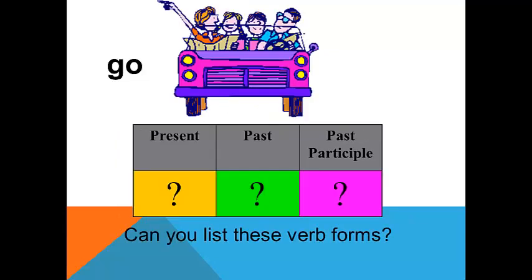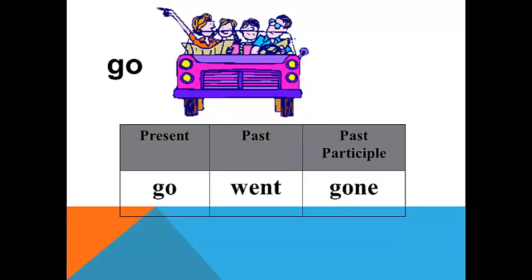The following example is the verb go. Present tense, go. Past tense, went. Past participle, gone. I am going to the supermarket right now. I go to the gym twice a week.